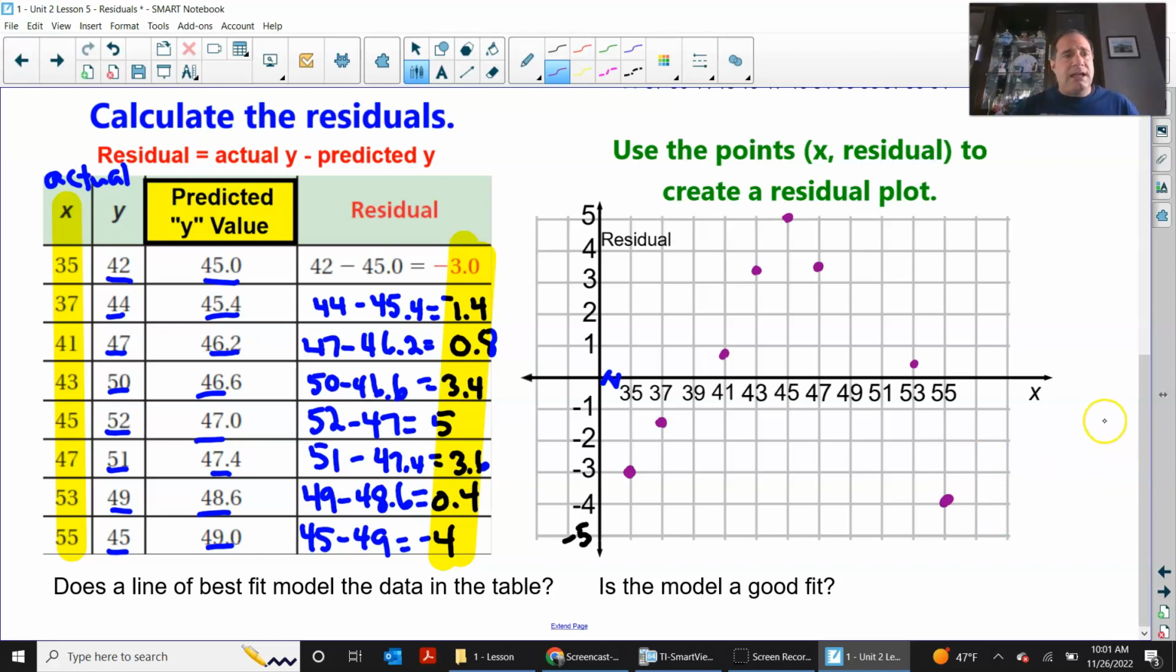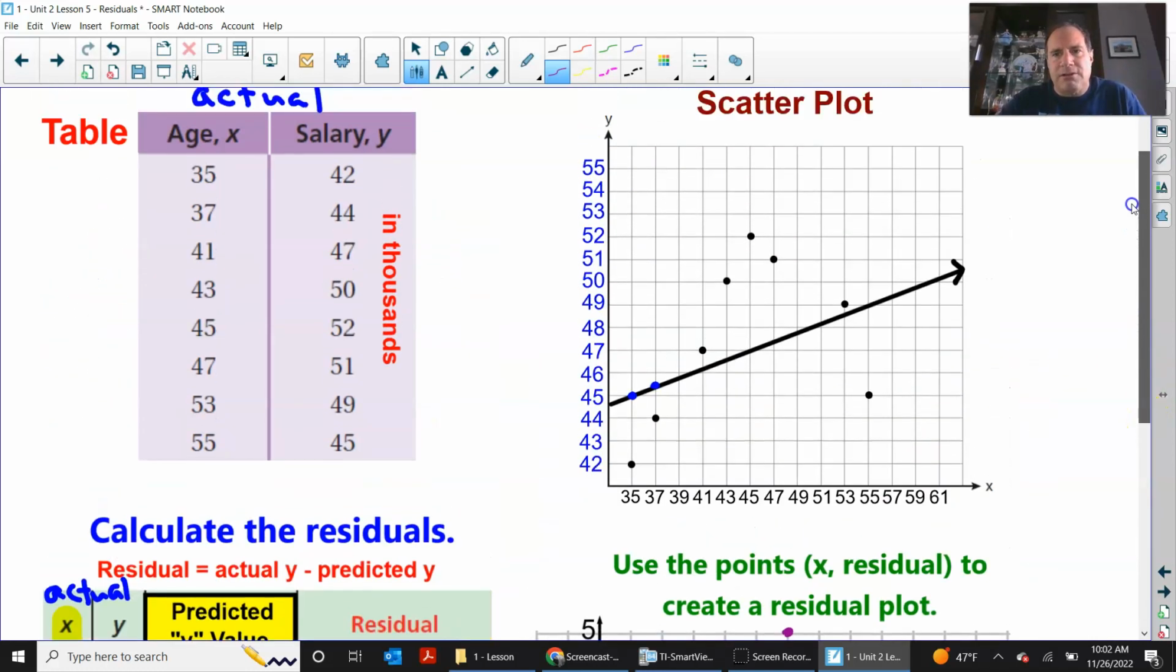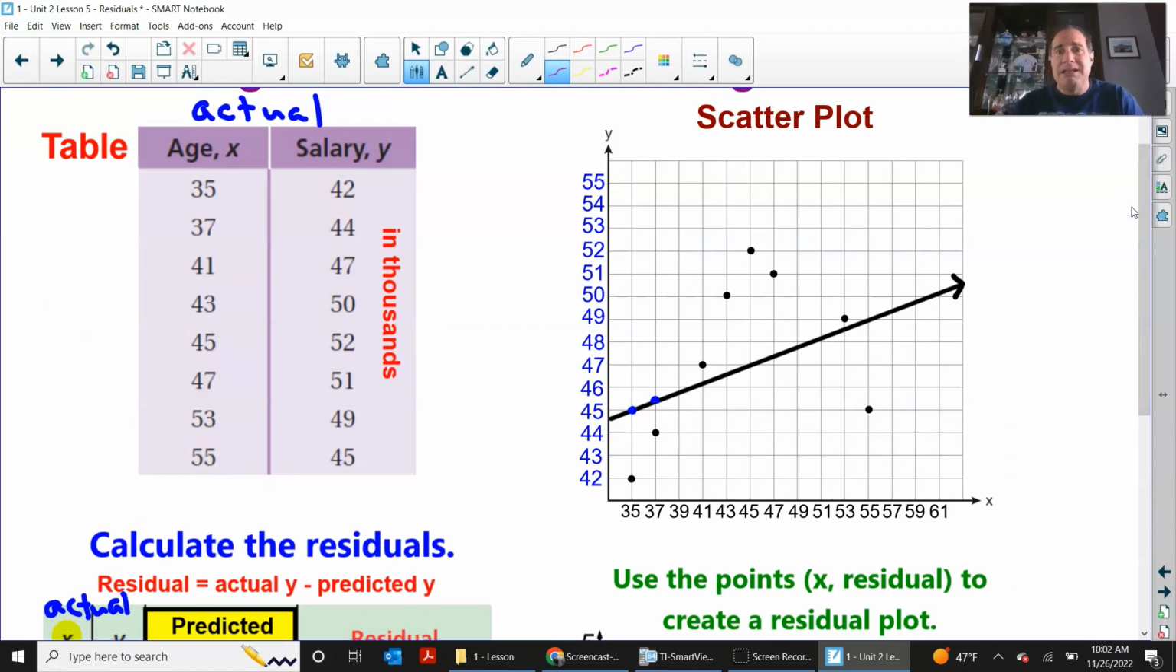And the first thing that they're going to ask you after you finish your residual plot is, does the line of best fit model the data in the table? So they're asking you, is the trend line good? Is it bad or good? Now take a look at what we have up here. Just want to remind you what this trend line looked like. That trend line, to me, I don't have to create a residual plot to tell you that that trend line is not good. This trend line really doesn't go through the center of all the points.